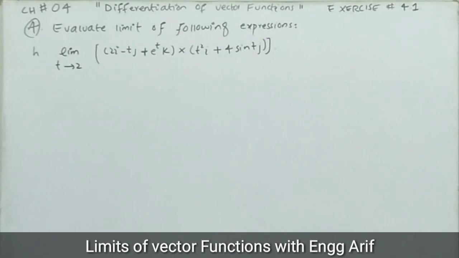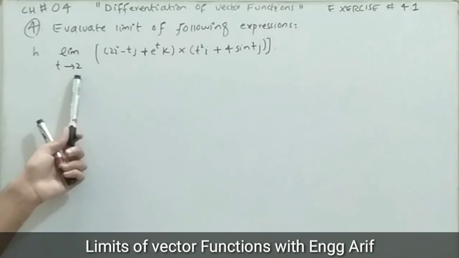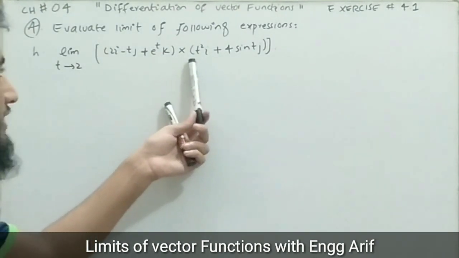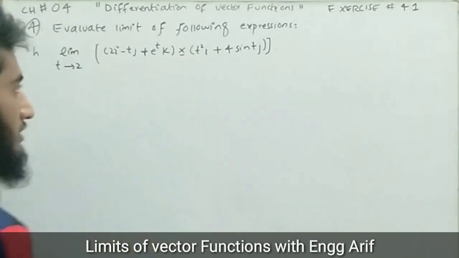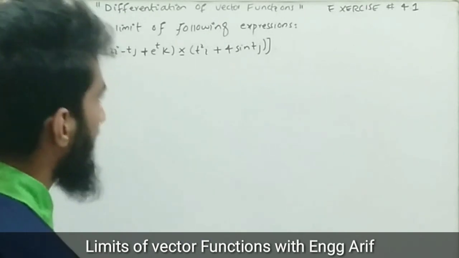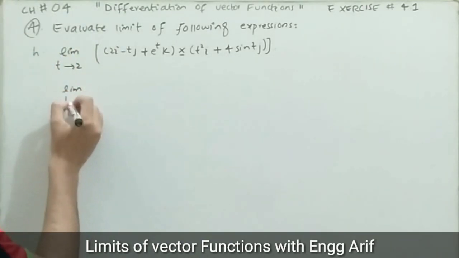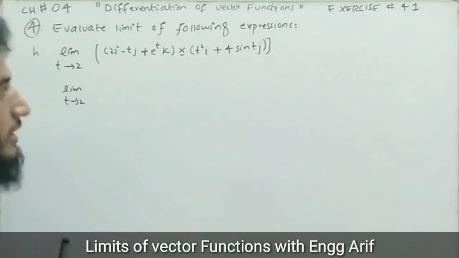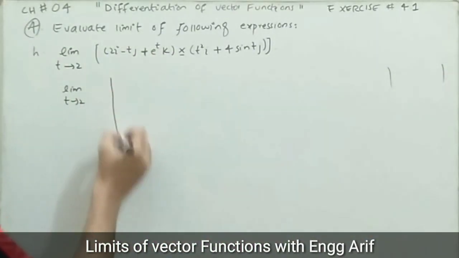Now move to the last part of today's lecture, question number 4, part number H. Limit t approaches 2, find the value of 2i minus tj plus e power tk, multiply t square i plus 4 sin tj. Over here in the middle of these two vectors we have cross. So for the cross product or vector product, we use the determinant method. So over here it becomes limit t approaches 2. These are the two vectors, so we will convert them into a single vector by using the determinant rule.